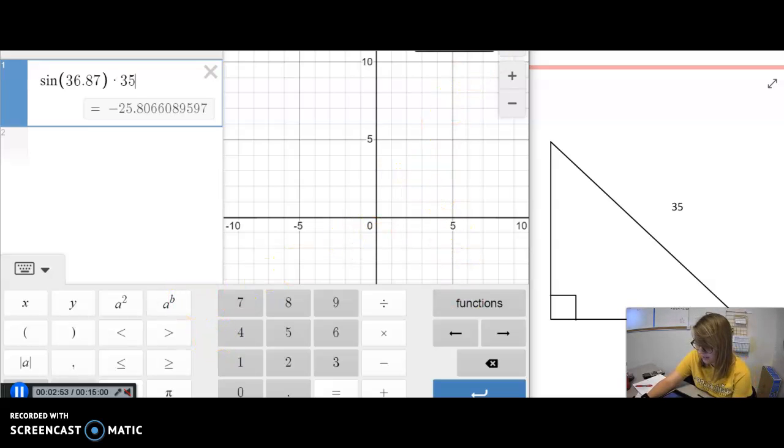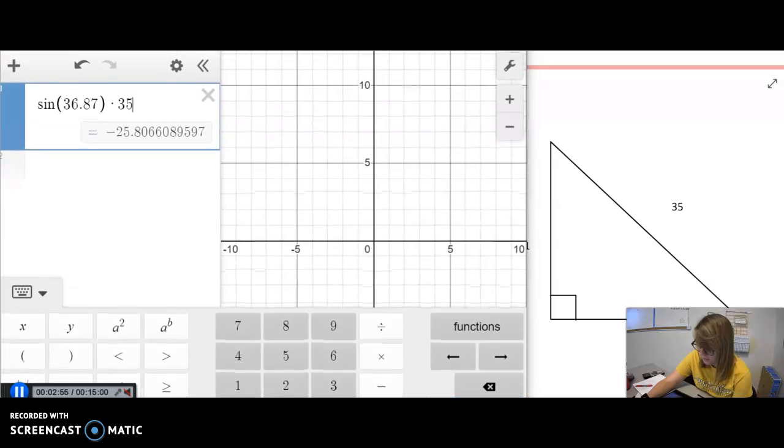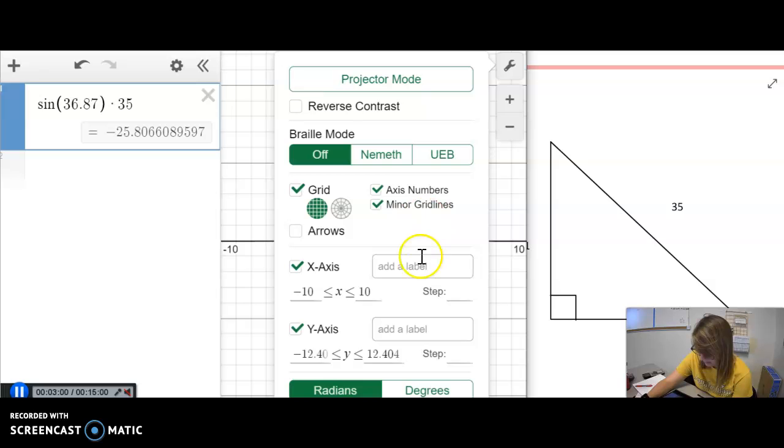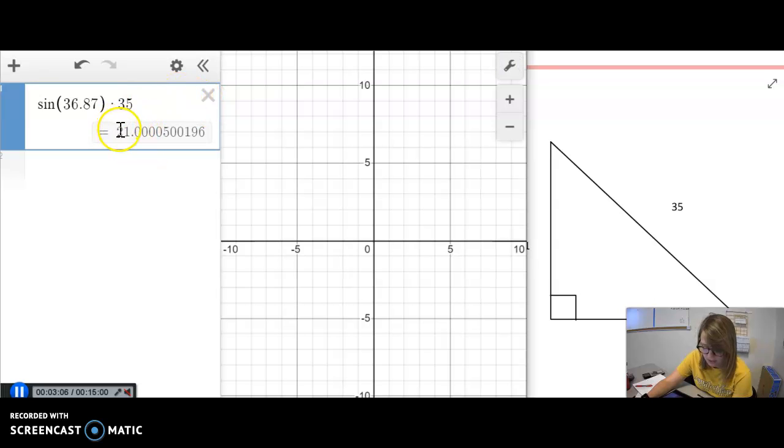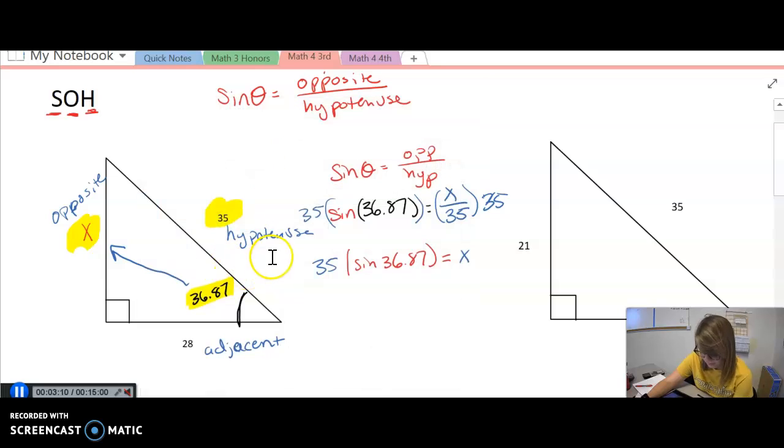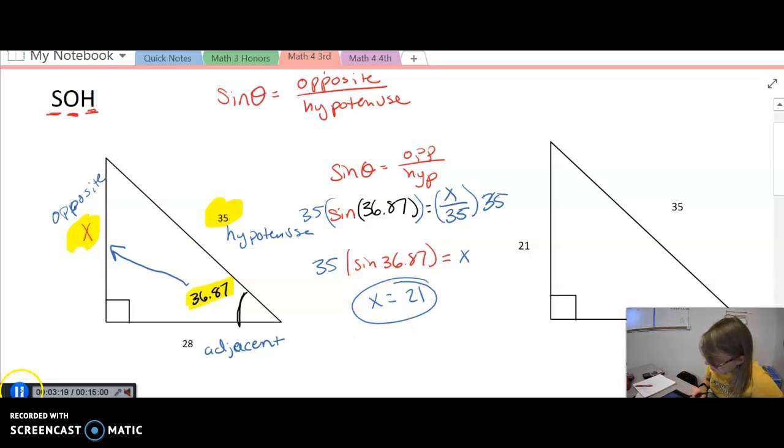You're right, it doesn't. So I'm going to go to this little wrench right here, and it says graph settings. And I'm going to look down here, it says radians and degrees. We want to keep ours in degrees. So when it does that, we get a nice number of 21. So you can say that X equals 21. So let's move on to our next example.